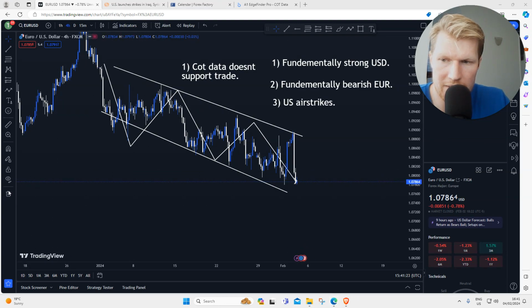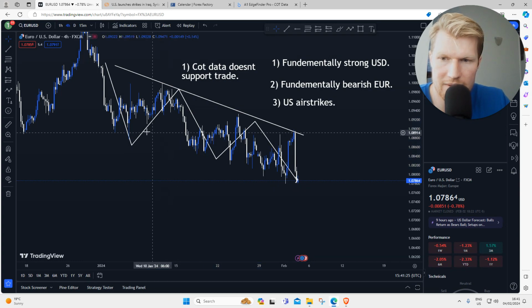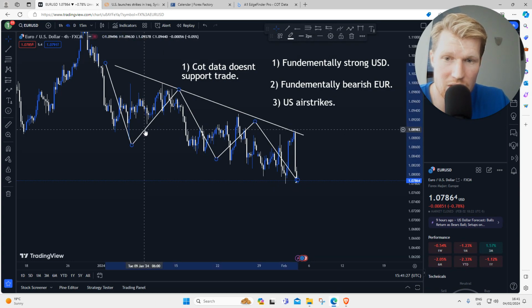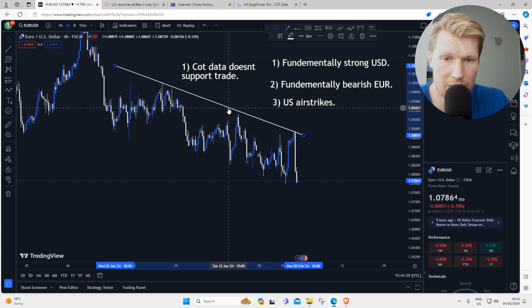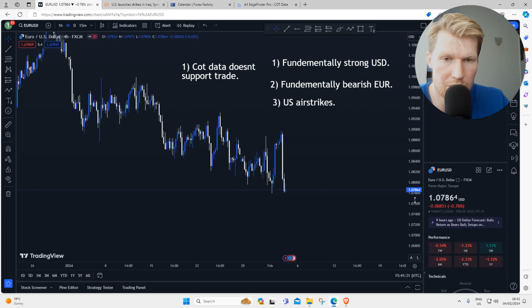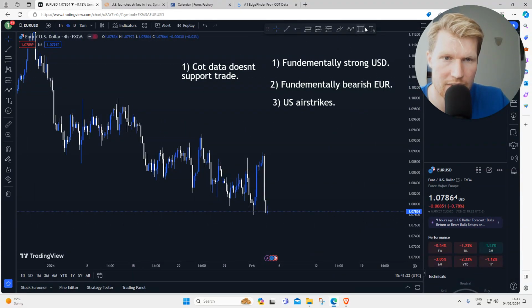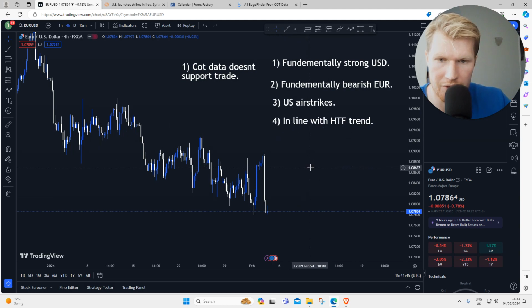So yeah, that's basically that. I don't know why it's not deleting, but that is basically that. So that's the next confluence. We have a nice trend, and we have no signs of that trend being broken. So that's another confluence. We're in line with higher time frame trend. Bang. Another confluence on this trade.